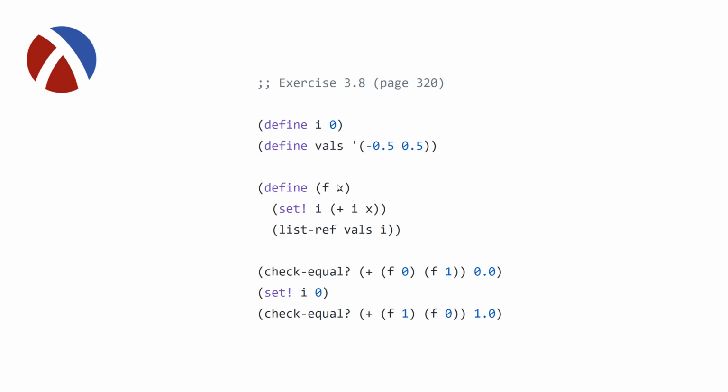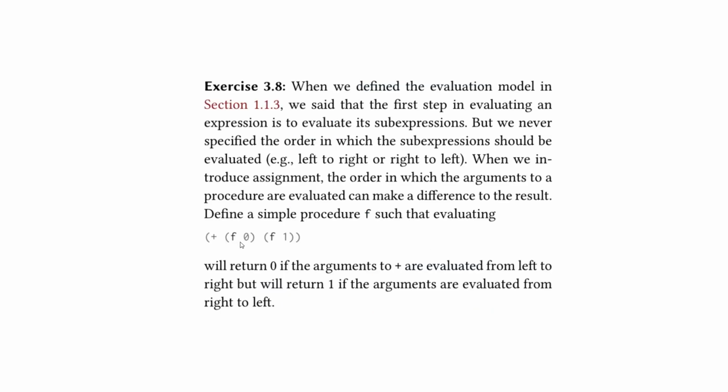And if we define f to basically set our index to be the running sum of our indices, and then we use that index to do a lookup into our values, we should get the behavior that the question is asking for. So if we're evaluating them, the question originally reads 0 and 1.